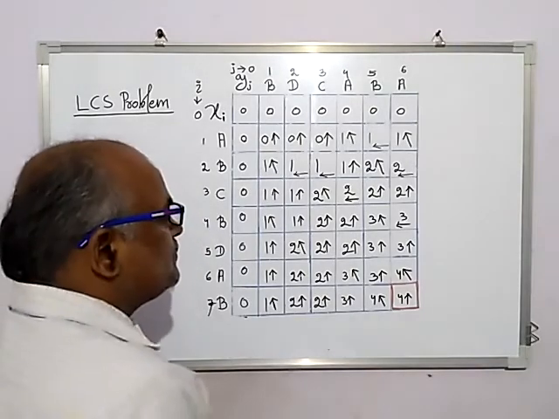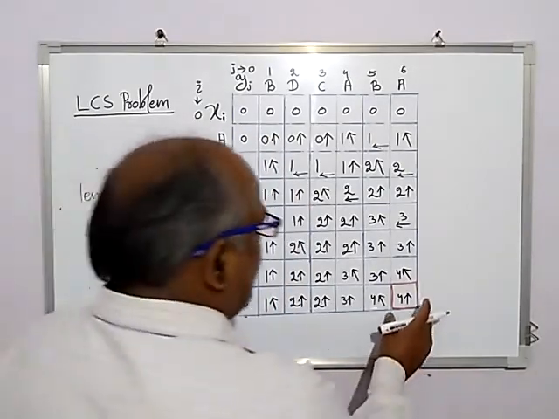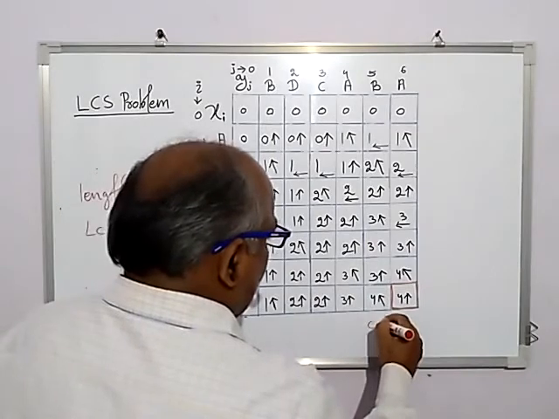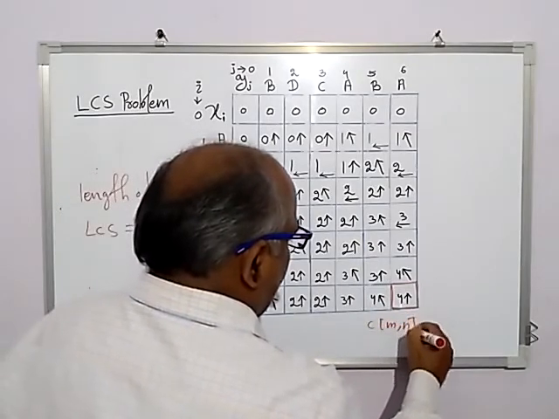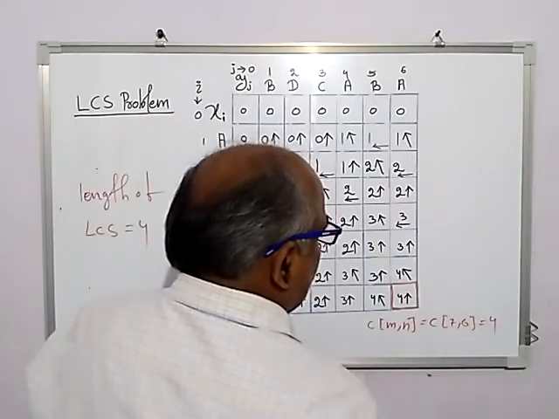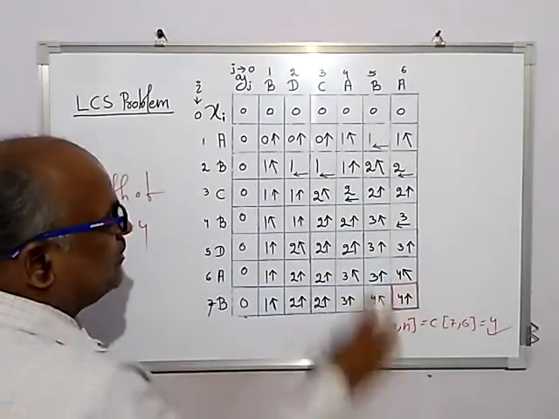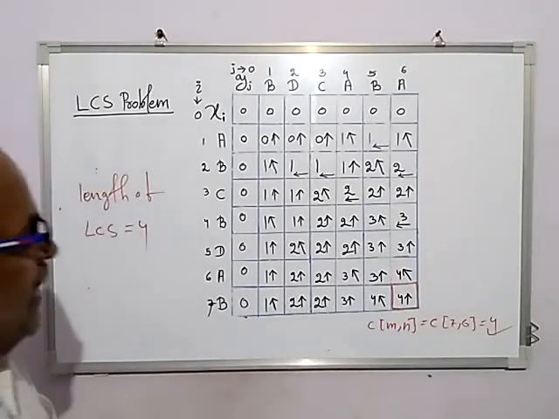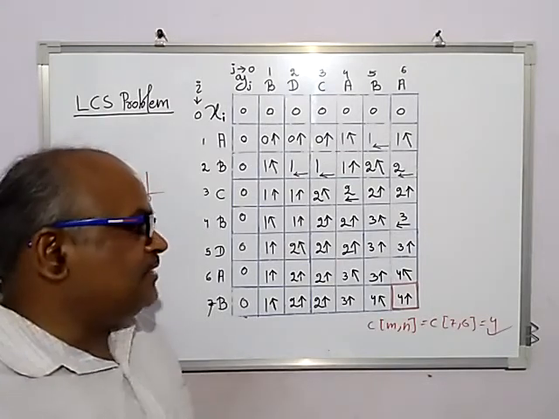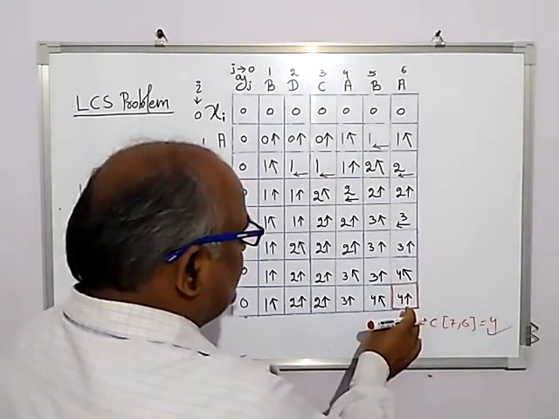You have to remember, if you want to find out the length of the LCS, which box will give it? That means C of m comma n, that is equal to C of 7 comma 6 equal to 4. So this is the length of LCS. This value gives the length of LCS. Clear? So after finding the length, if you want to reconstruct the elements of LCS, you just consider the box which is the lower right hand side corner.